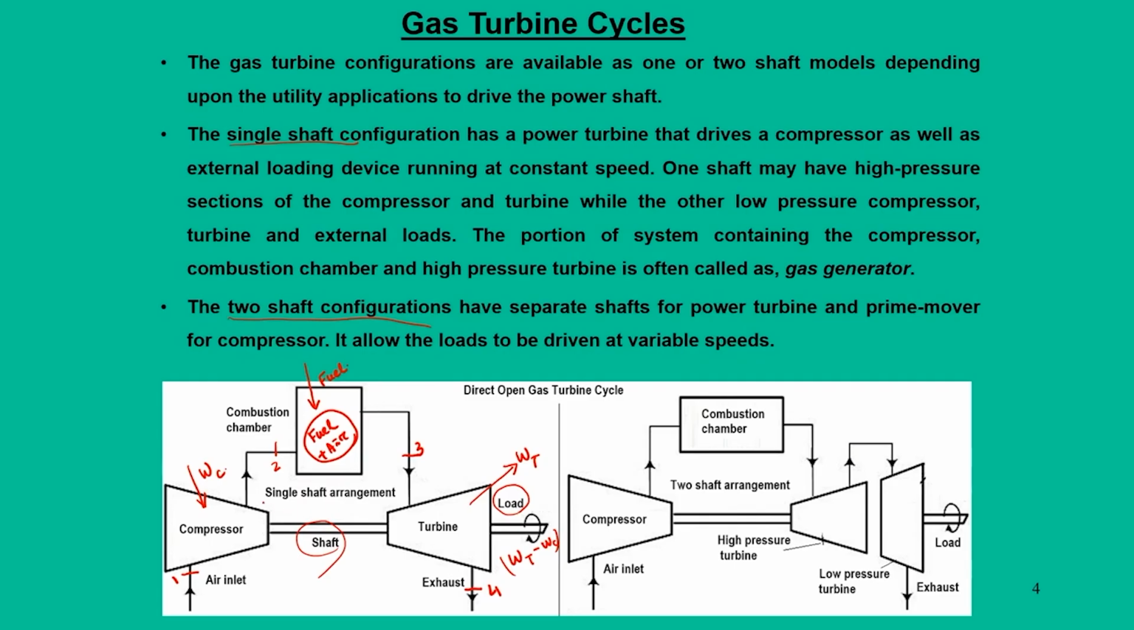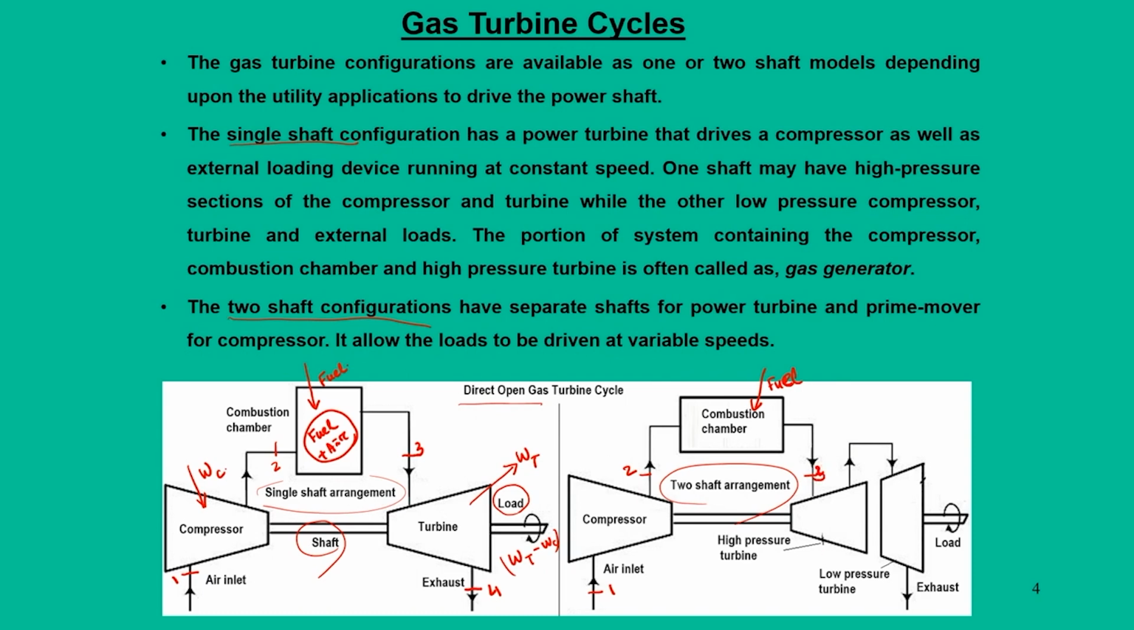This is what the single shaft arrangement has, and we call it a direct open cycle, because both sides, inlet and exhaust, are atmospheric in nature. There is no additional or secondary fluid that comes into the picture. But in the two shaft arrangement, the process remains the same. Air enters at state 1, after compression it leaves at state 2, and in the combustion chamber fuel gets added to the high pressure compressed air. It leaves at state 3.